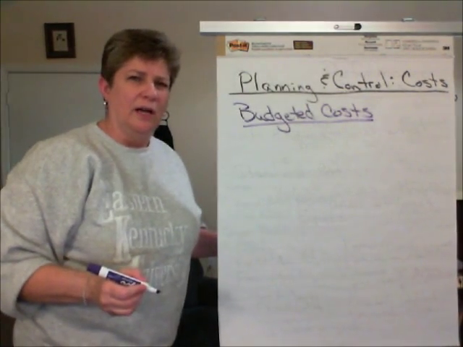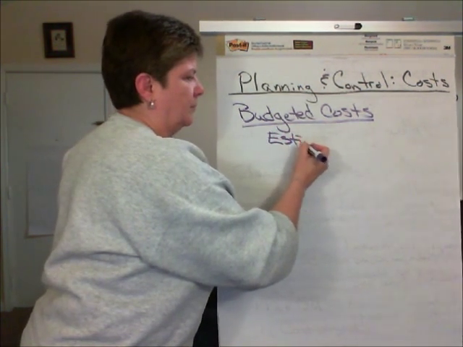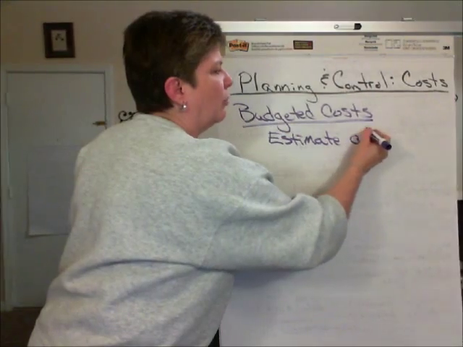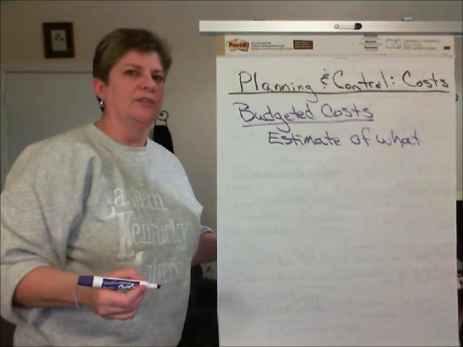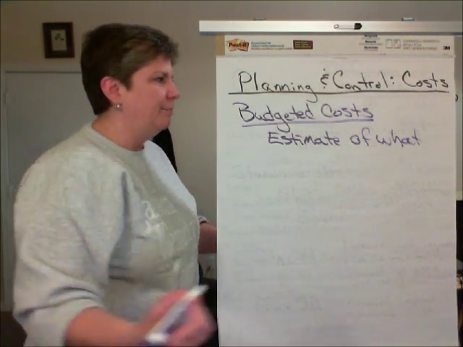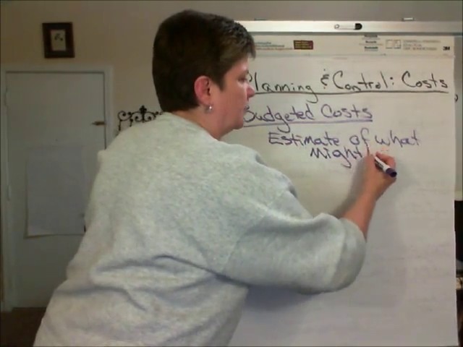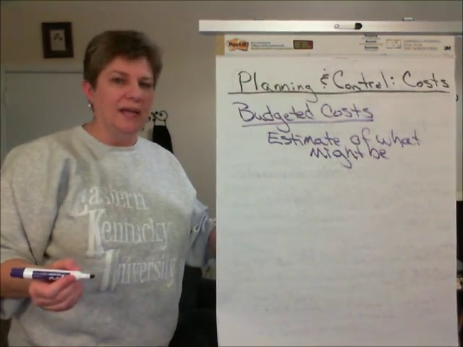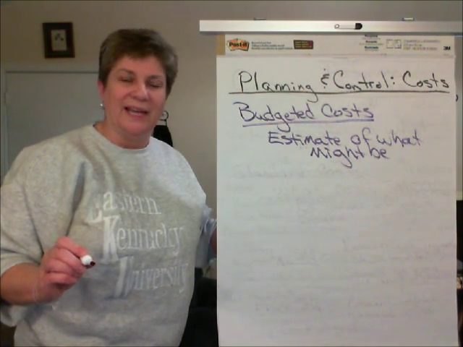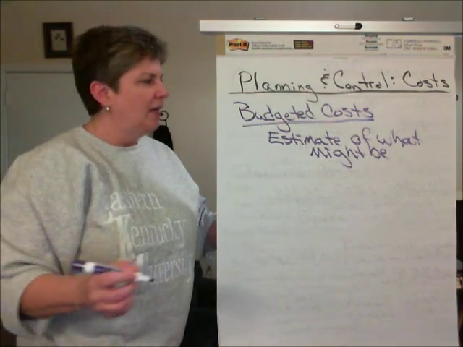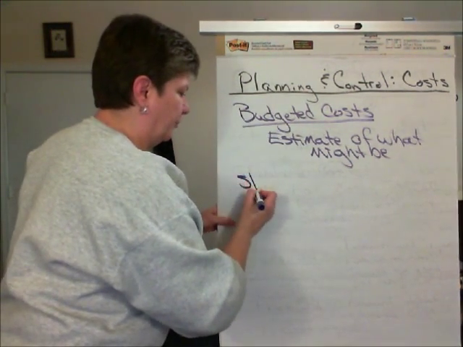Well, a budgeted cost, strictly by definition, is nothing more than an estimate of what the cost of materials might be, what the cost of labor might be, what the electric bill might be. So an estimate of what the cost might be. Now it may be an educated estimate, but it's still an estimate and nothing more than that, an educated guess, if you will. Now compare that to the term standard costs.